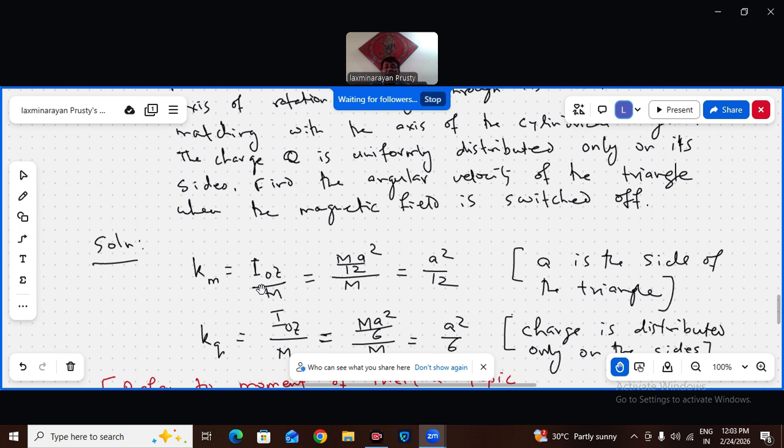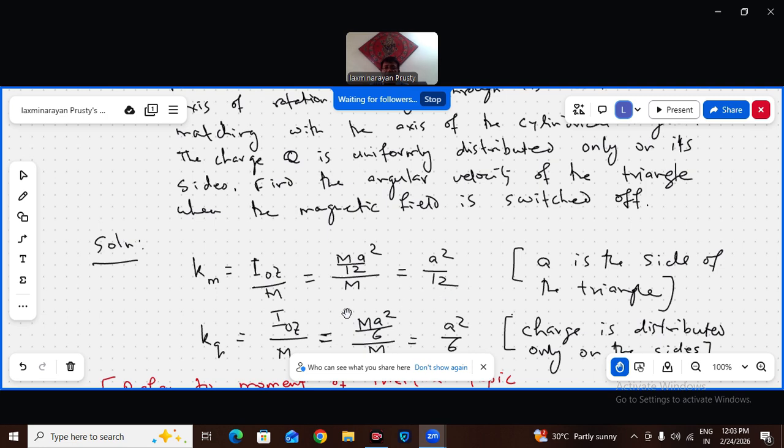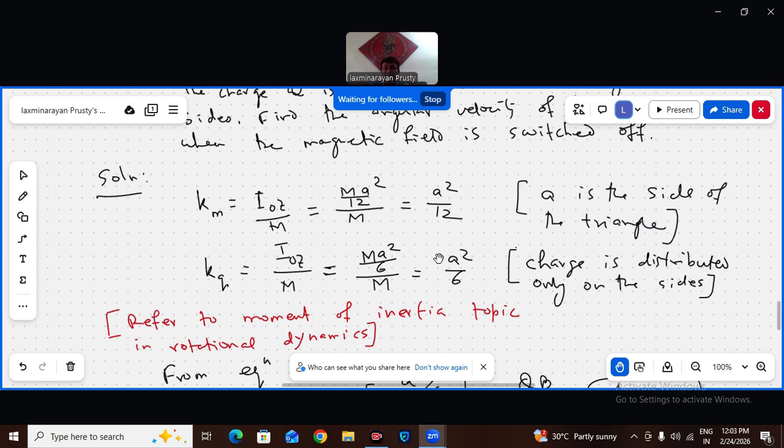So km क्या होगा? It is a triangular plate. Uniform triangular plate km, you must be knowing from the basics of rotation. Ioz by m, ms square by 12 by m, that is a square by 12. Q is only on the sides, remember, not inside. So Ioz will be ms square by 6 by m. You tell how do you do this? This is from the basics of our moment of inertia topic covered in the rotational dynamics.